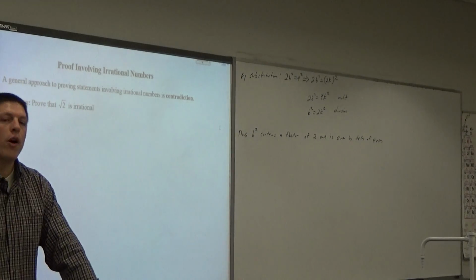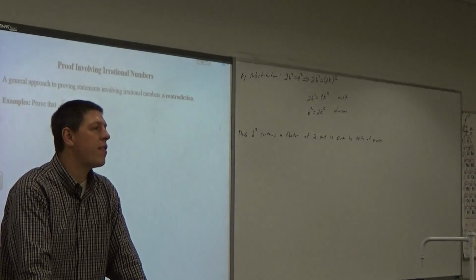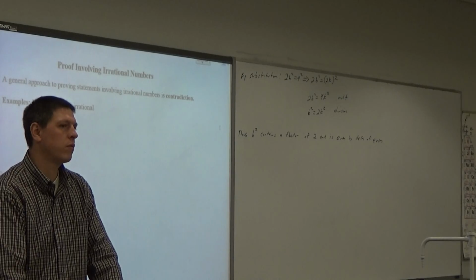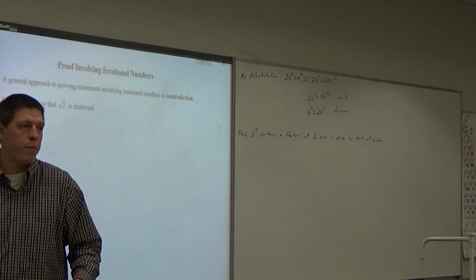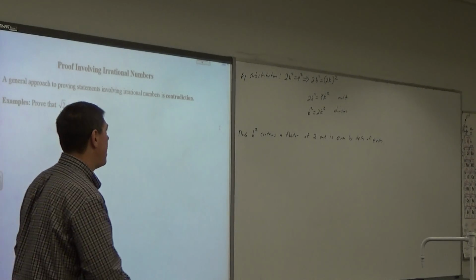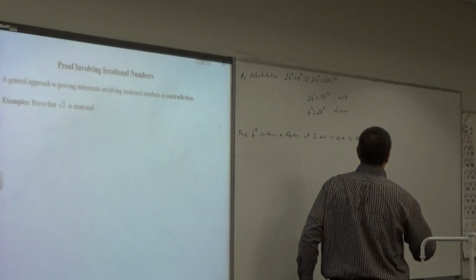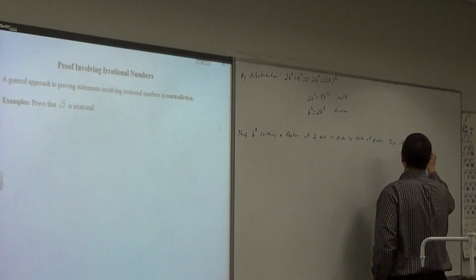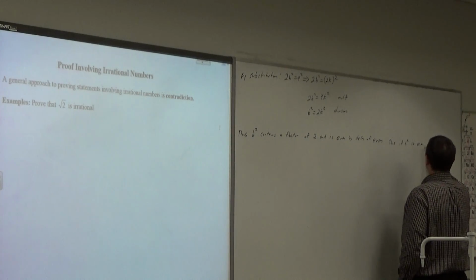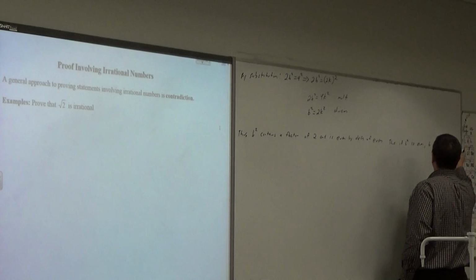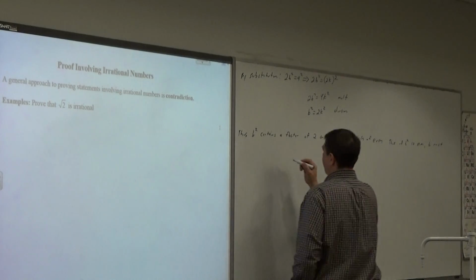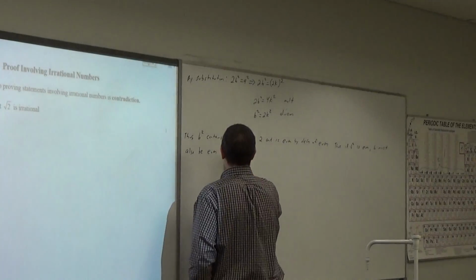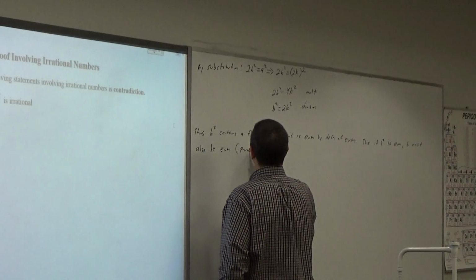Well, if b squared is even, what can we say then about b? It must be even as well. And how do we know that, guys? Proved previously. Yeah, it's right here. We proved it before. So thus, if b squared is even, b must also be even, and in parentheses, proved previously.